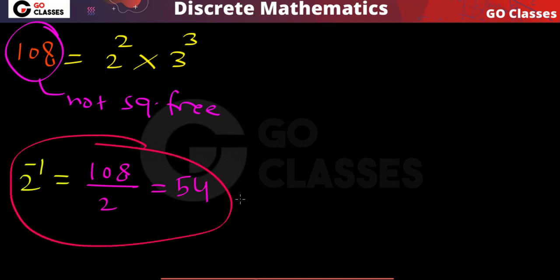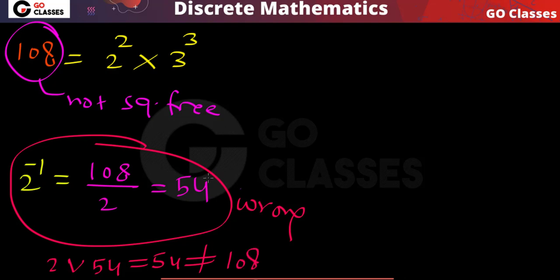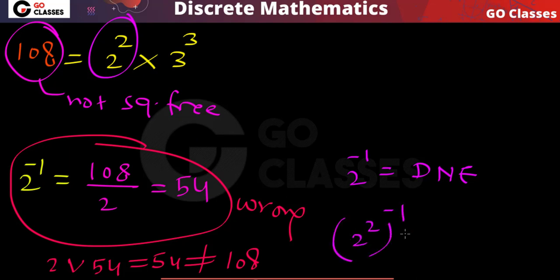Why is this wrong? Because the LCM of 2 and 54 is 54, and that is not the greatest element. So the complement of 2 is not 54, so I can say the complement of 2 does not exist. But remember, for 2 squared the complement will exist. If I ask you the complement of 2 squared, that will be n divided by 2 squared, meaning that will be 3 power 3, that is 3 cubed.